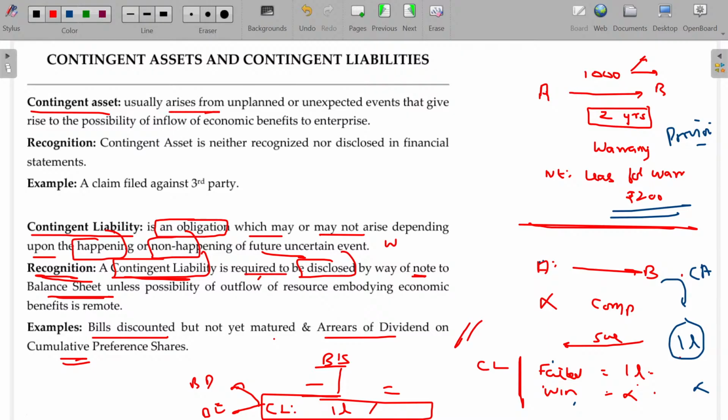Contingent assets usually arise from unplanned, unexpected events that give rise to the possibility of an inflow of economic benefits. This is the reverse case. You will get the cash. A claim filed against a third party. B filed the case on A. If B wins, he will get 1 lakh. Otherwise, he will not win. This is called contingent asset. Is that clear? Contingent asset and contingent liability.